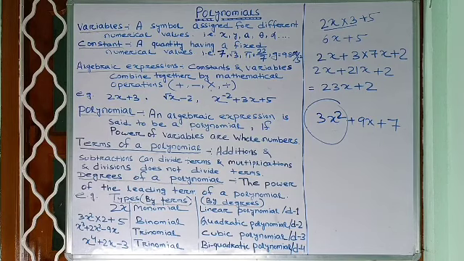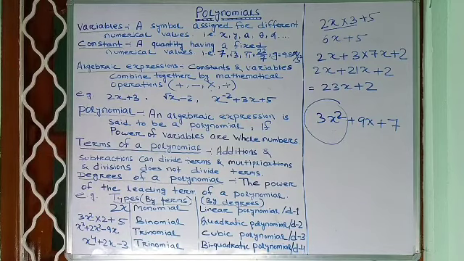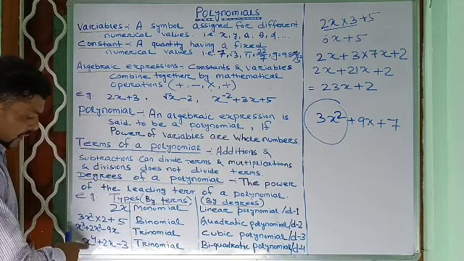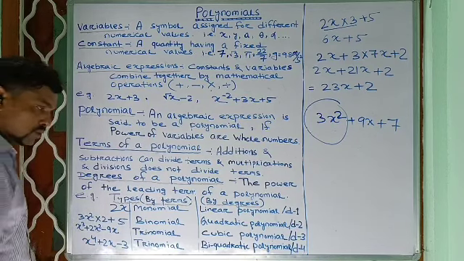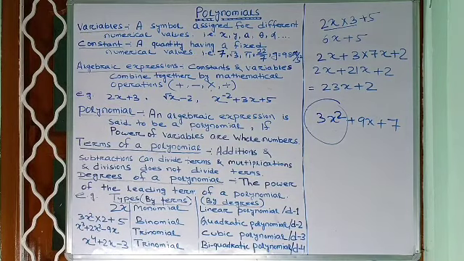Let's take one more example, x to the power 4 plus 2x minus 3. It is also a trinomial. Here the degree, the power of the variable, is x to the power 4. So it is a biquadratic polynomial, or we can say it is a degree 4 polynomial.